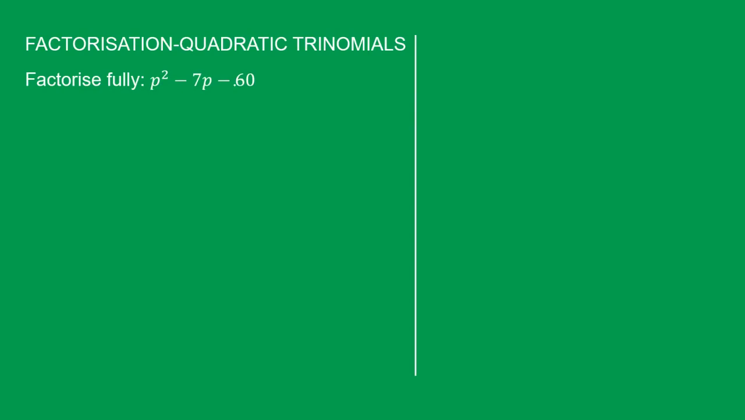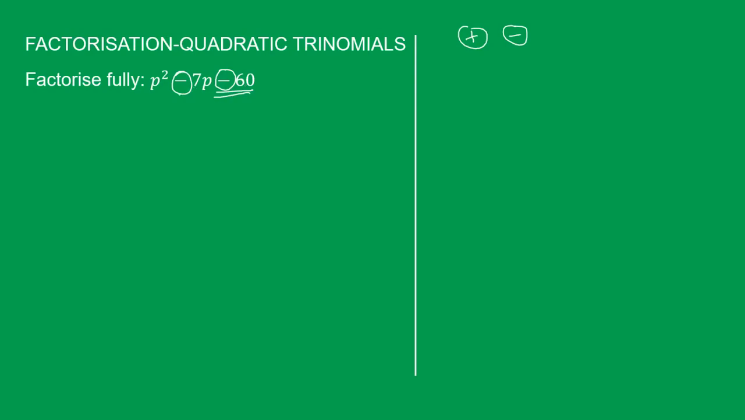And then here we have negative 6 and negative 7. How do these signs assist us? Negative constant shows us that one factor is positive and the other factor is negative. If the coefficient of p is negative, it means that the bigger factor is the one which is negative.